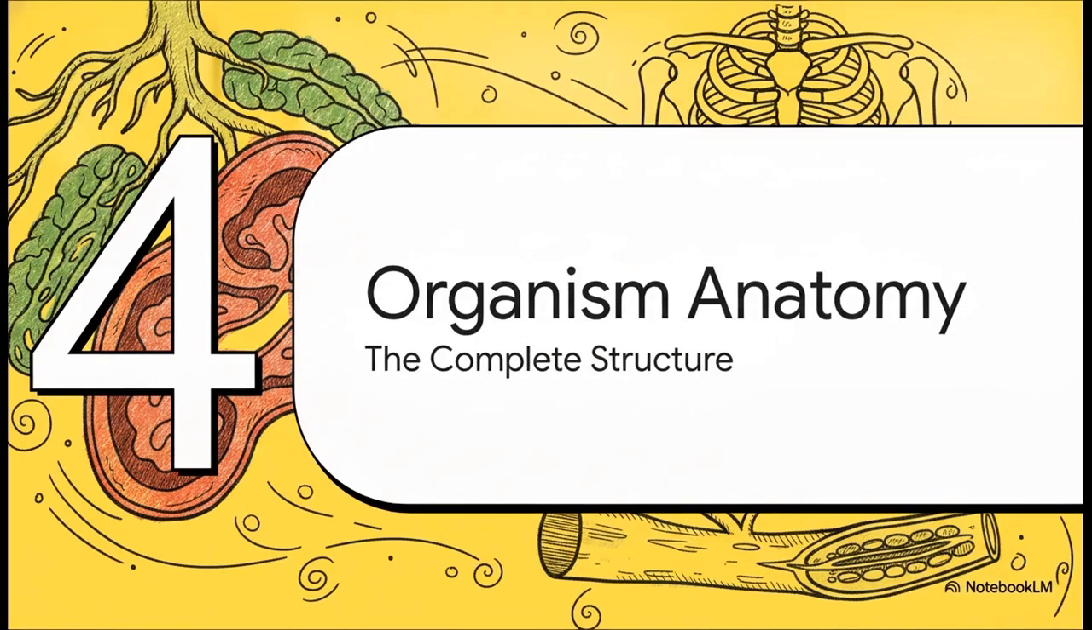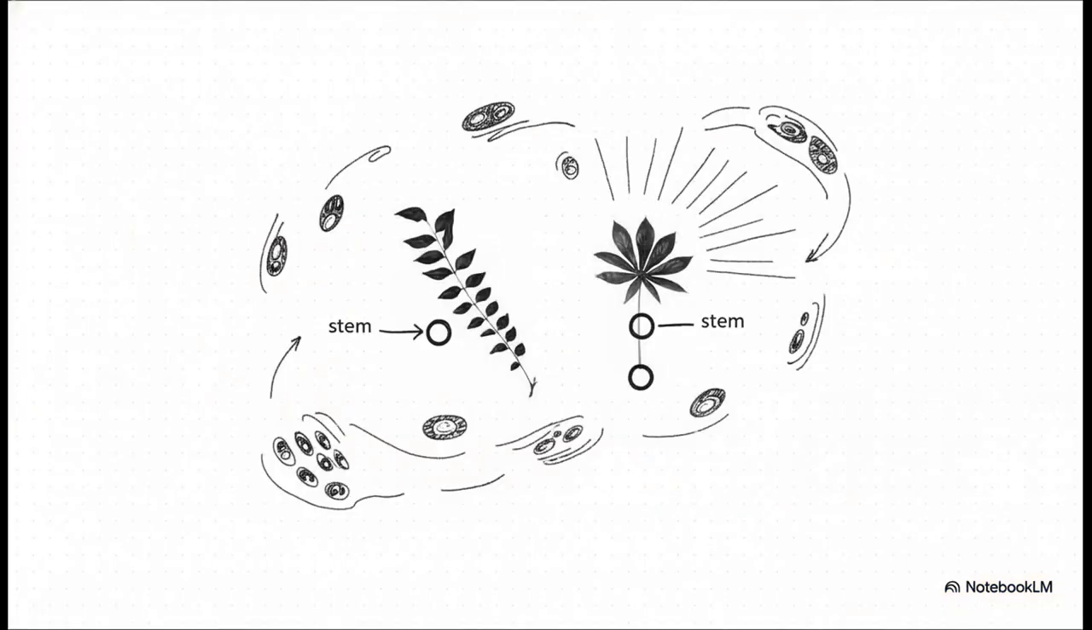All right, zooming out again, Part 4, Anatomy of Organisms, the complete structure. Now, what's really interesting about this slide is that despite its seemingly simple appearance, a typical leaf is highly organized for photosynthesis. It actually consists of 3 main parts.